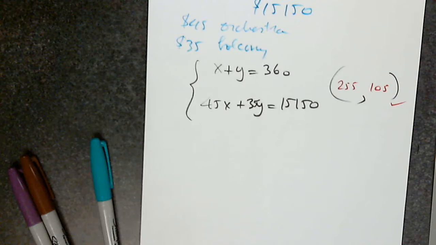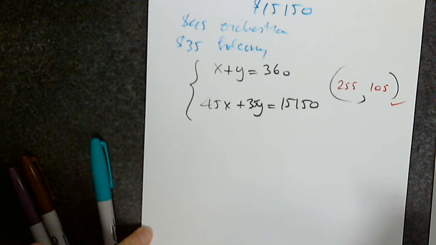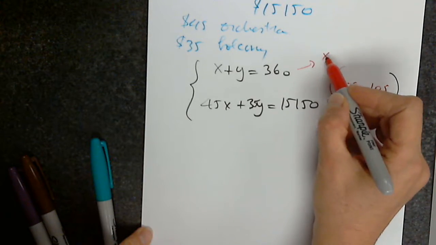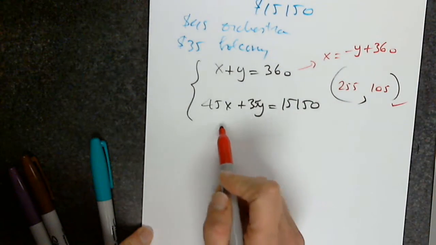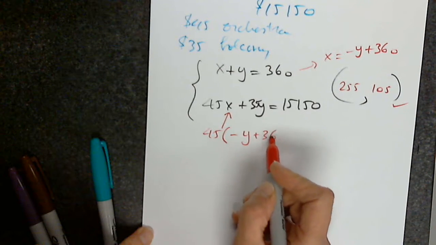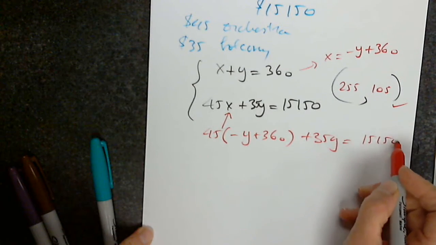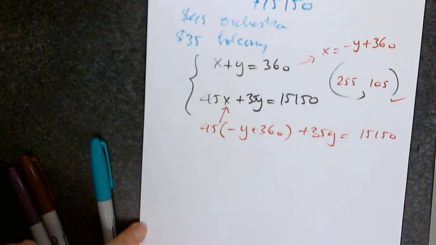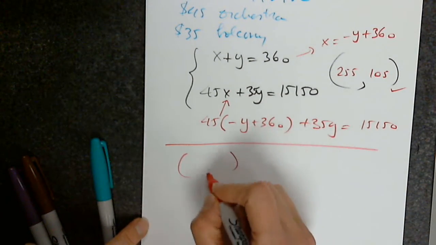So you got that by substituting. You can substitute if you want to. From here you can substitute negative y plus 360 and plug it in here: 45 times negative y plus 360, plus 35y equals 15150, and you find x, and you find y. Is that okay?